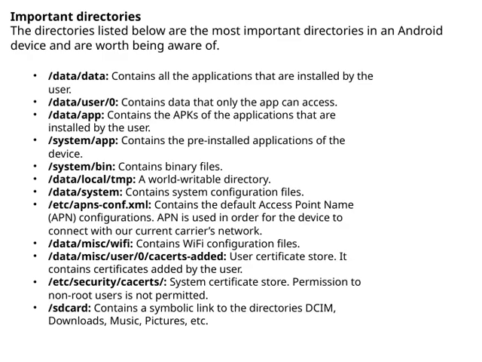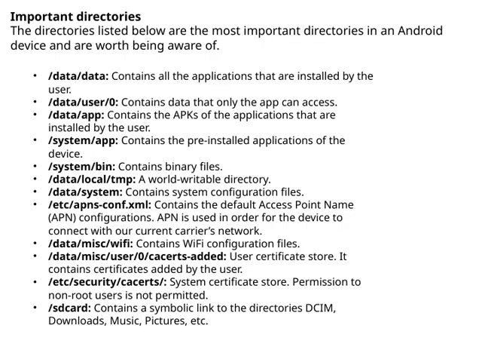Let's take a closer look at some of the most important directories on an Android device. Understanding these directories is crucial because they hold key data and system files that are fundamental to how the device operates. Starting with the /data directory, this is where all the applications installed by the user are stored. It's essentially the home for app data. Next, the /data/user/0 directory contains data that only the specific app can access, which is important for app privacy and security. Moving on, the /data/app directory holds the APK files of the applications you've installed. These are the actual app packages.